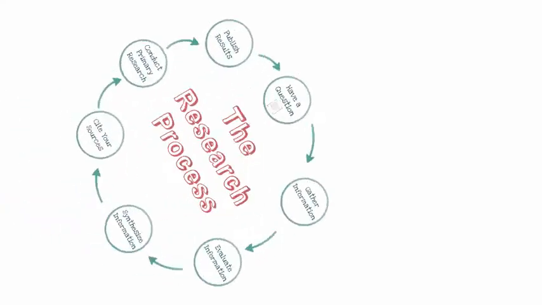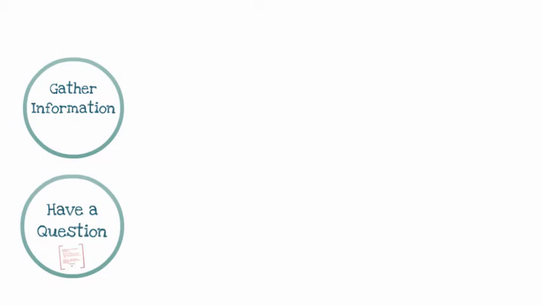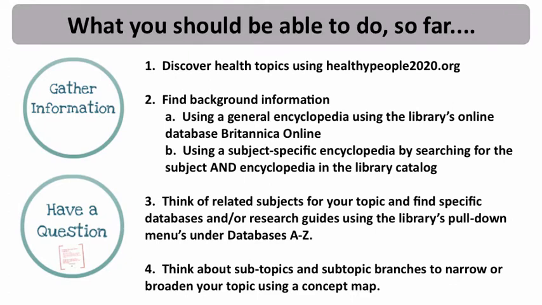I want to start out this lecture by just reviewing what we've gone over so far in the class. Let's start with the research process that we talked about last week. As of right now, within this research process, what you should be able to do is begin to gather background information so that you can start to have a question. And this week, of course, we're developing that question, but you've already taken some steps to start to develop that question. So what you should be able to do is identify health topics on Healthy People 2020.